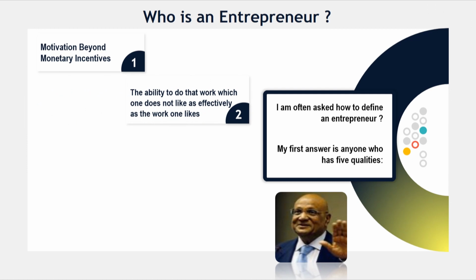Second is the ability to do that work which one does not like as effectively as the work one likes. You see, when we start a business, there are many things which we have to do. In fact, if you are a first generation entrepreneur, this is the very first time you are starting an enterprise, and being a very small scale entrepreneur, you have very limited resources, you cannot hire a lot of people. So, you have to do a lot of things.